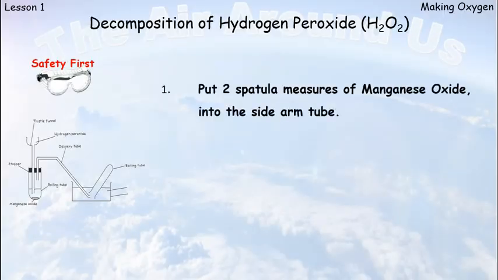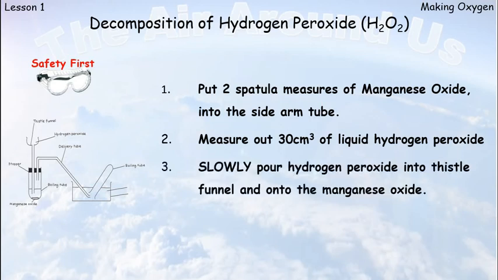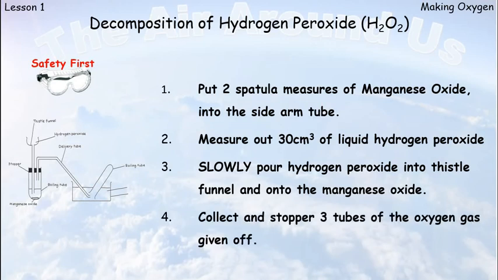So in that experiment we put 2 spatulas of manganese oxide into the sidearm tube. That was going to act like the catalyst that starts the reaction, much like the Mentos fall into the Coca-Cola. 30 centimetres cubed of liquid hydrogen peroxide was added, and I slowly, not slowly enough as it turned out, poured the hydrogen peroxide into the thistle funnel and onto the manganese oxide. Collected 3 tubes, and we now have 3 tubes of oxygen.